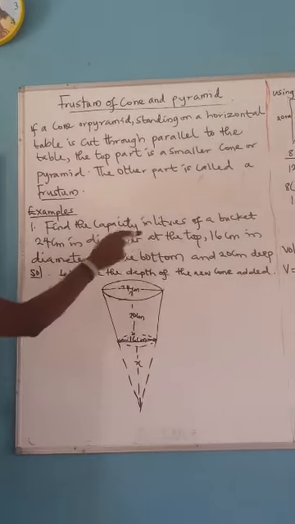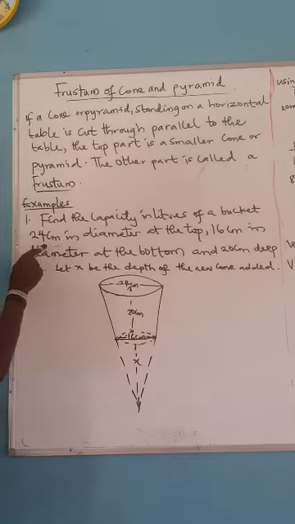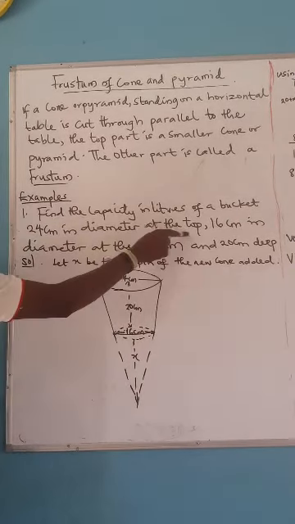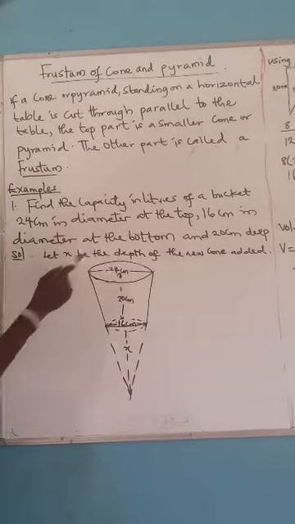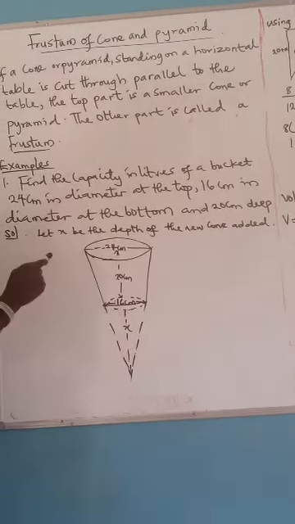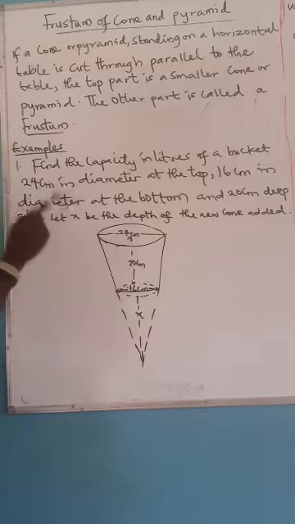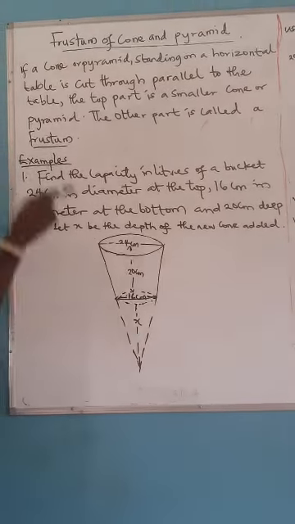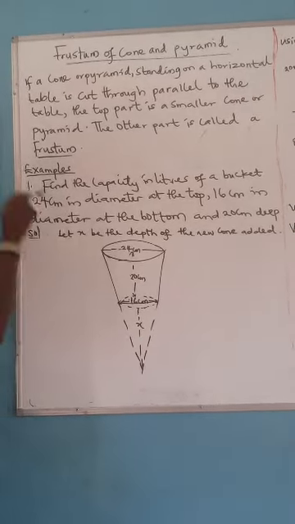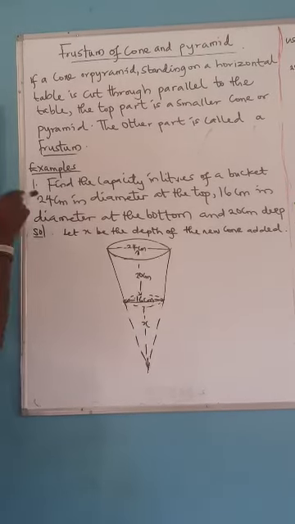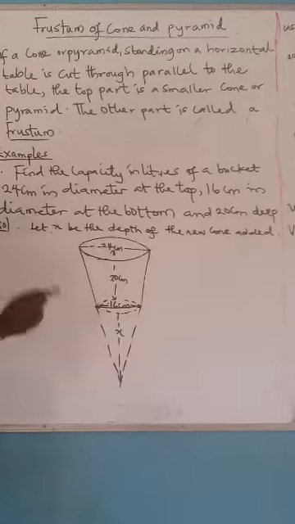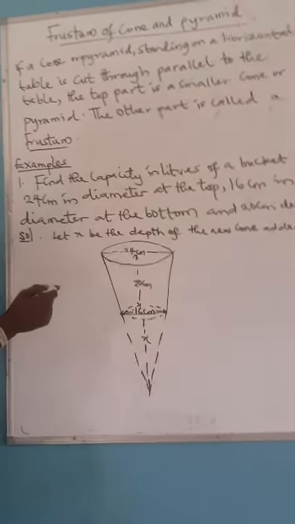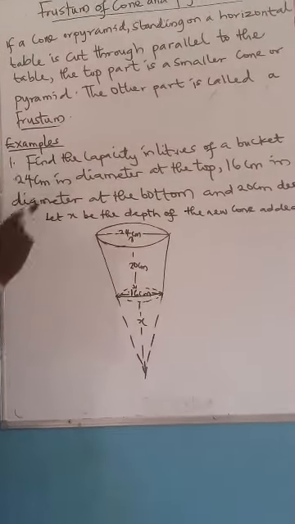Find the capacity in liters of a bucket, 24 centimeter in diameter at the top and 16 centimeter in diameter at the bottom and 20 centimeter deep. Can you see we have to find the capacity? That means we are asked to find the volume of a bucket, not a cone. But there is no specific formula to find the volume of a bucket. So that is why we are applying frustum in solving the problems.